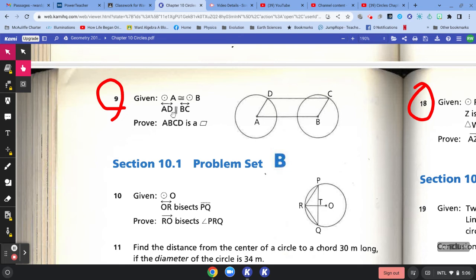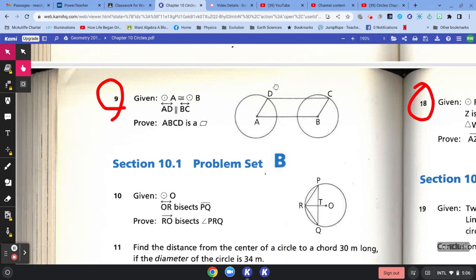So here we have, this thing looks like a bicycle, I guess. We're given a circle A is congruent to circle B, and I'll get into what that tells us in a second. And so here's circle A and here's circle B. That means that A and B are the centers. It also tells us their radii are the same.